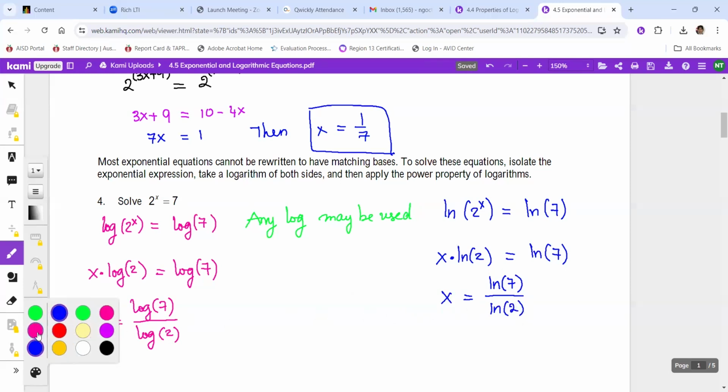Okay, now can you put it in your calculator, please? Can you check the answer? I'm going to round to 4 decimal places, which is 4 numbers after the decimal point. So 2.8074, both for the common log and for the natural log. Can you check to see if you have the same answer as us, please?